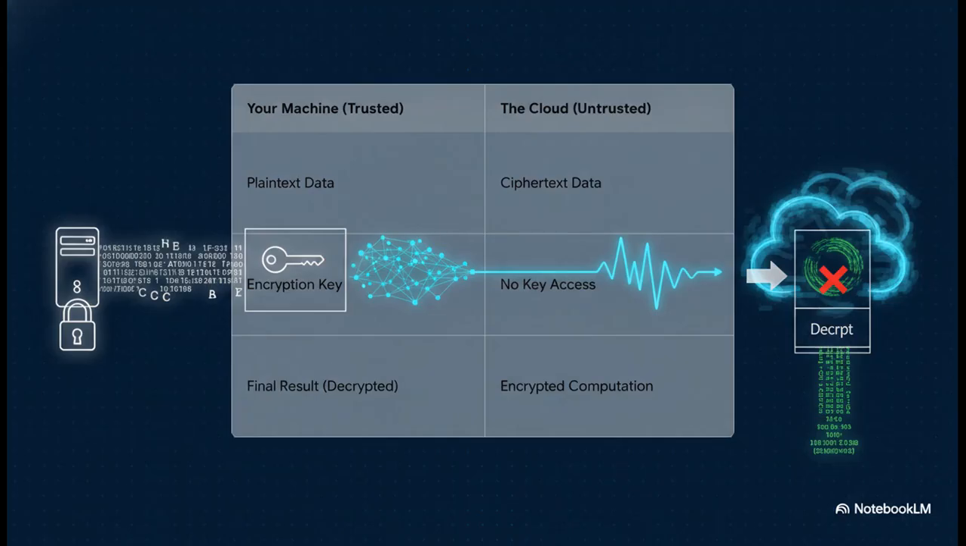Think of this line down the middle as a hard wall. On the left, you've got your machine. That's the trusted zone. It's where your normal, readable data lives, and most importantly, it's where you keep your secret encryption key. On the right, that's the cloud, the untrusted zone. And here's the golden rule. The key never ever crosses that line. The cloud only ever gets to see scrambled, unreadable data, the ciphertext. This separation is the bedrock of the entire system's security.